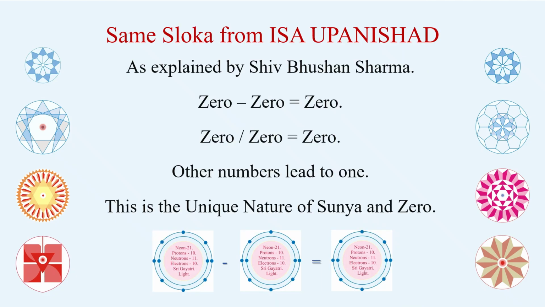Now come to the same shloka, which is found in Isha Upanishad also. Now I am going, as explained by Shiv Bhushan Sharma, that's me: 0 minus 0 is 0. 0 divided by 0: all other numbers divided by the same number give 1. But in the case of 0, it's not 1, it is only 0. And that is the unique number of Shunya and 0. As such, if once this is understood, you know infinity, you know everything once for all. That is the unique part of 0, dot or otherwise.